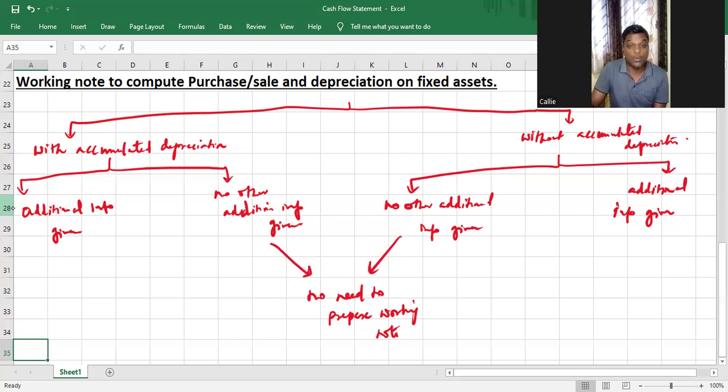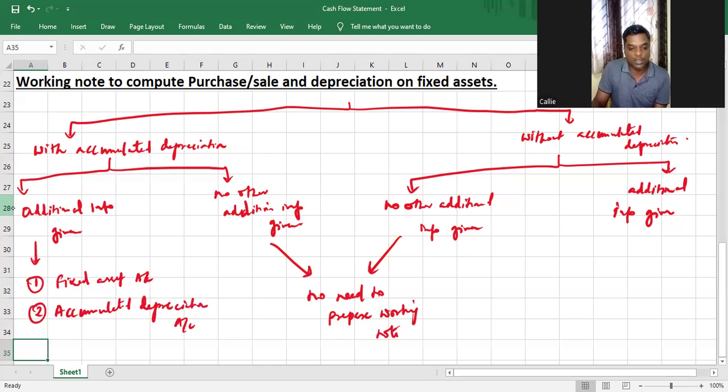But if it's a question with accumulated depreciation and additional information is given, then you'll have to prepare one fixed asset account. That is, if it is machinery, then machinery account. If it is building, then building account. And the accumulated depreciation account. Accumulated depreciation account is also known as the provision for depreciation account. Depending on how it is named in the question, you've got to prepare that account.